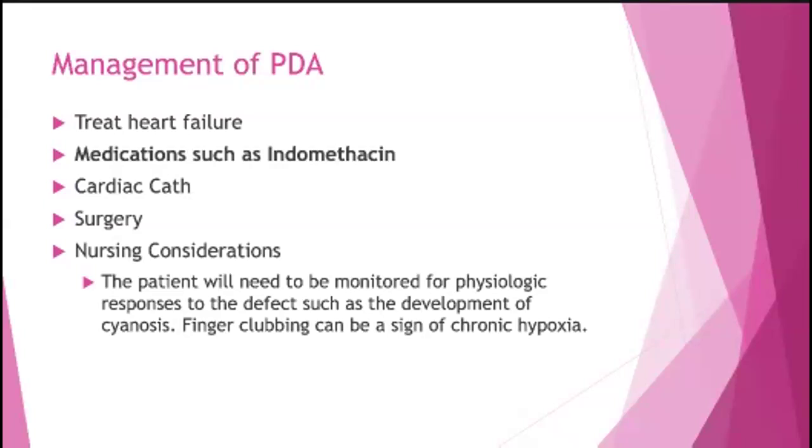Key takeaways: your PDA is when the fetal blood vessel between the aorta and the pulmonary artery stays open. Blood goes from the aorta back into the lungs, overworking the heart and the lungs. Small ones may cause no problems. Bigger ones are going to lead to poor growth, breathing problems, and heart failure.